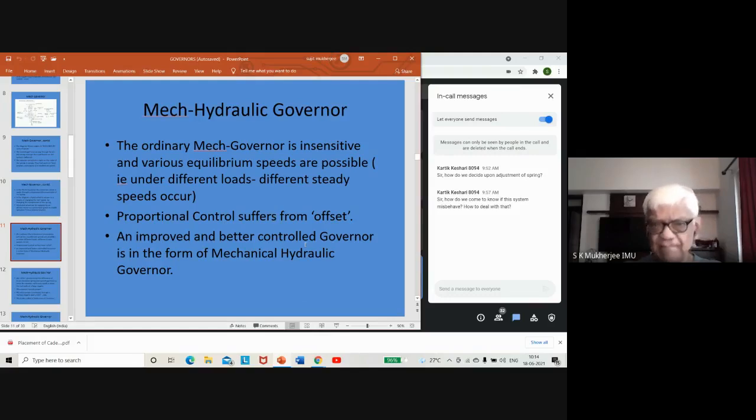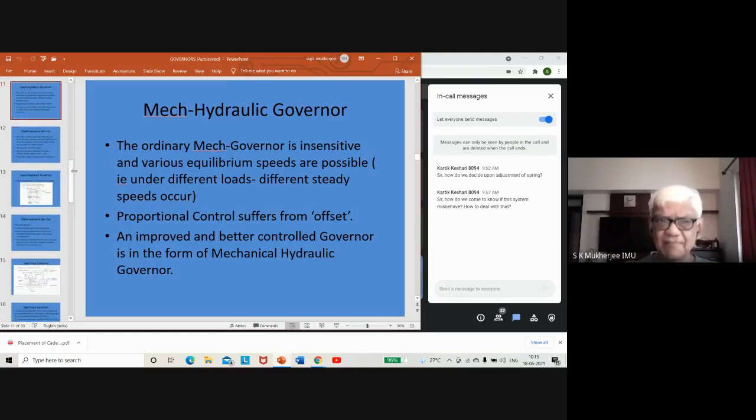An improved and better controlled governor is often in the form of a mechanical hydraulic governor. So if you go from a mechanical governor to a mechanical hydraulic governor, you get better control and less of insensitivity, more of sensitivity. At the same time, it will give you stability and an improved governor in totality.